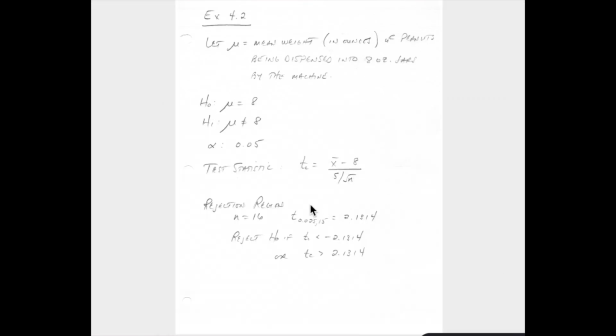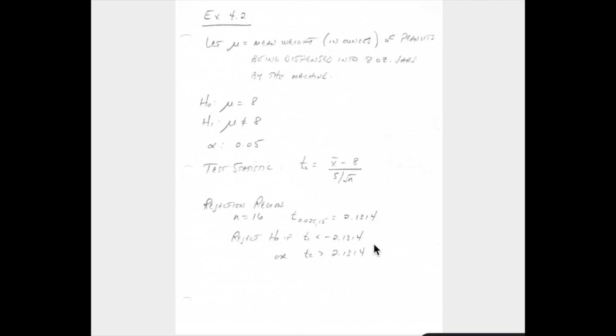Okay, so again, because it's a two-sided test, we're going to reject the null hypothesis if our test statistic is either really small or if it's really big. How small does it have to be? Well, if t-calc is less than negative 2.1314, or if it's greater than positive 2.1314, then we're going to reject the null hypothesis.